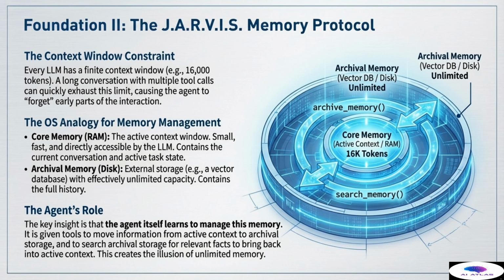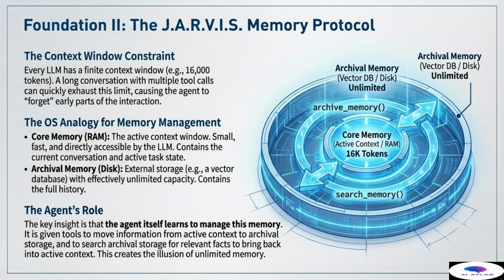The standard solution uses the OS analogy for memory management, separating memory into two types. Core memory, analogous to RAM, is the active context window. It is small, fast, and directly accessible by the LLM, holding the current conversation and immediate task state. Archival memory, analogous to disk, is external storage, usually a vector database, with effectively unlimited capacity. It contains the full history and long-term knowledge.